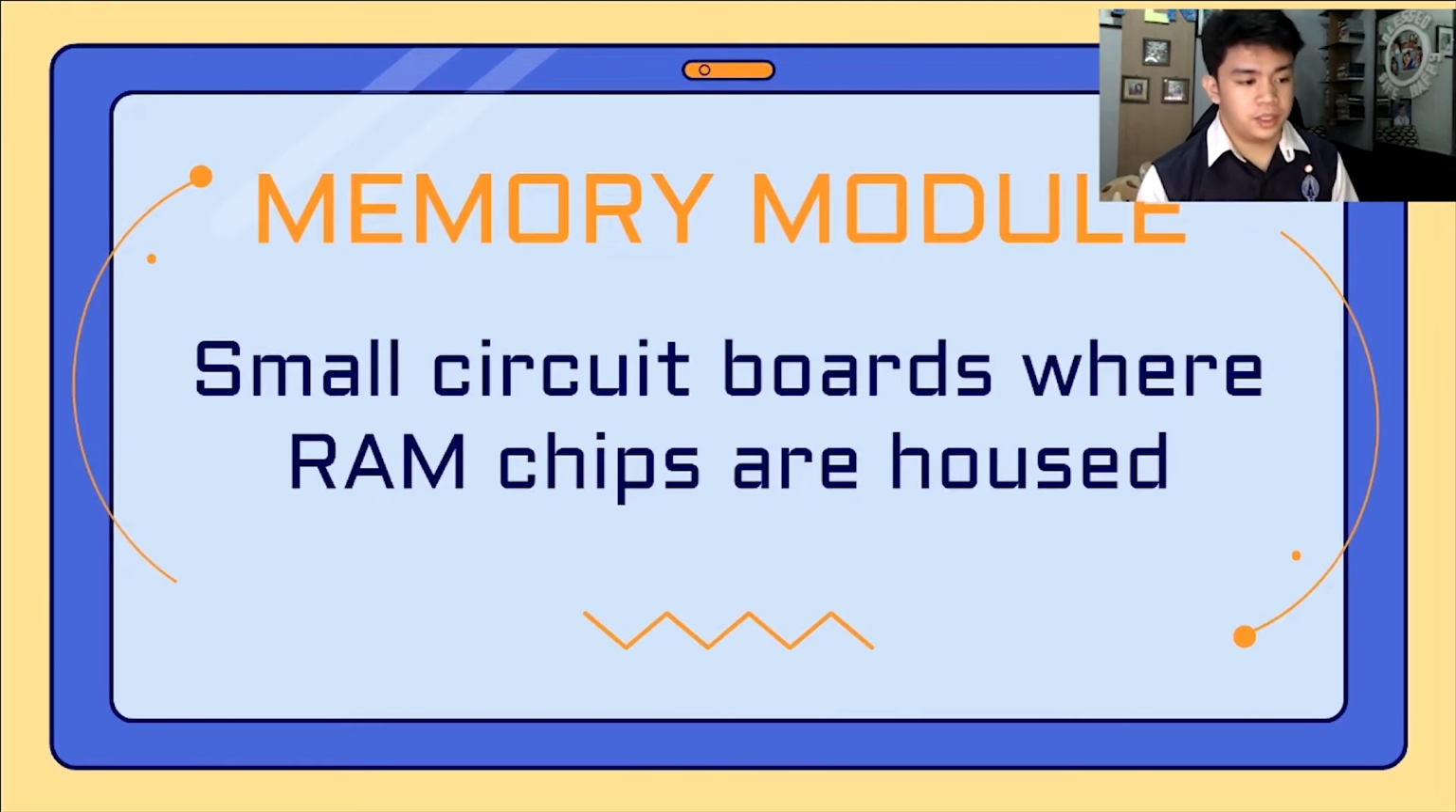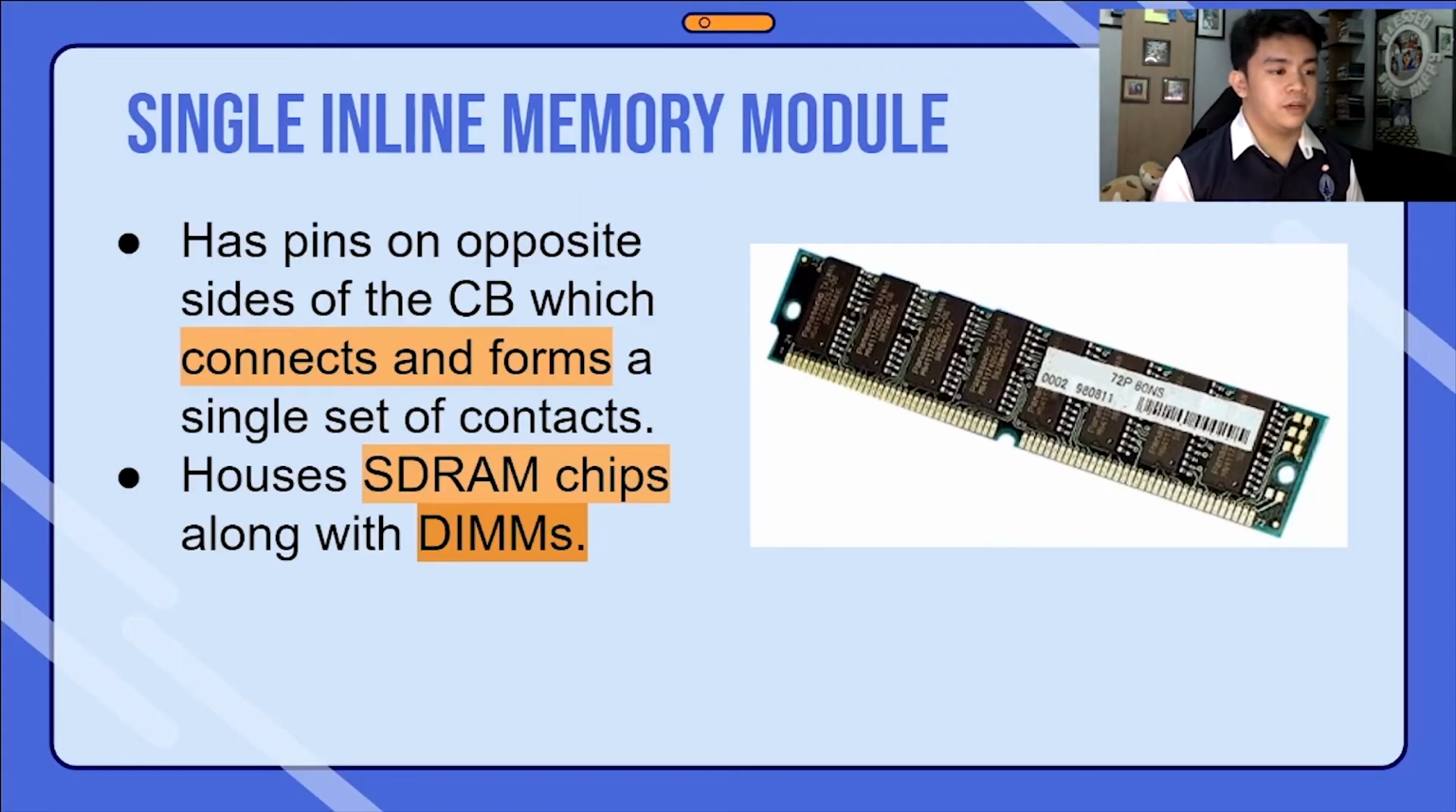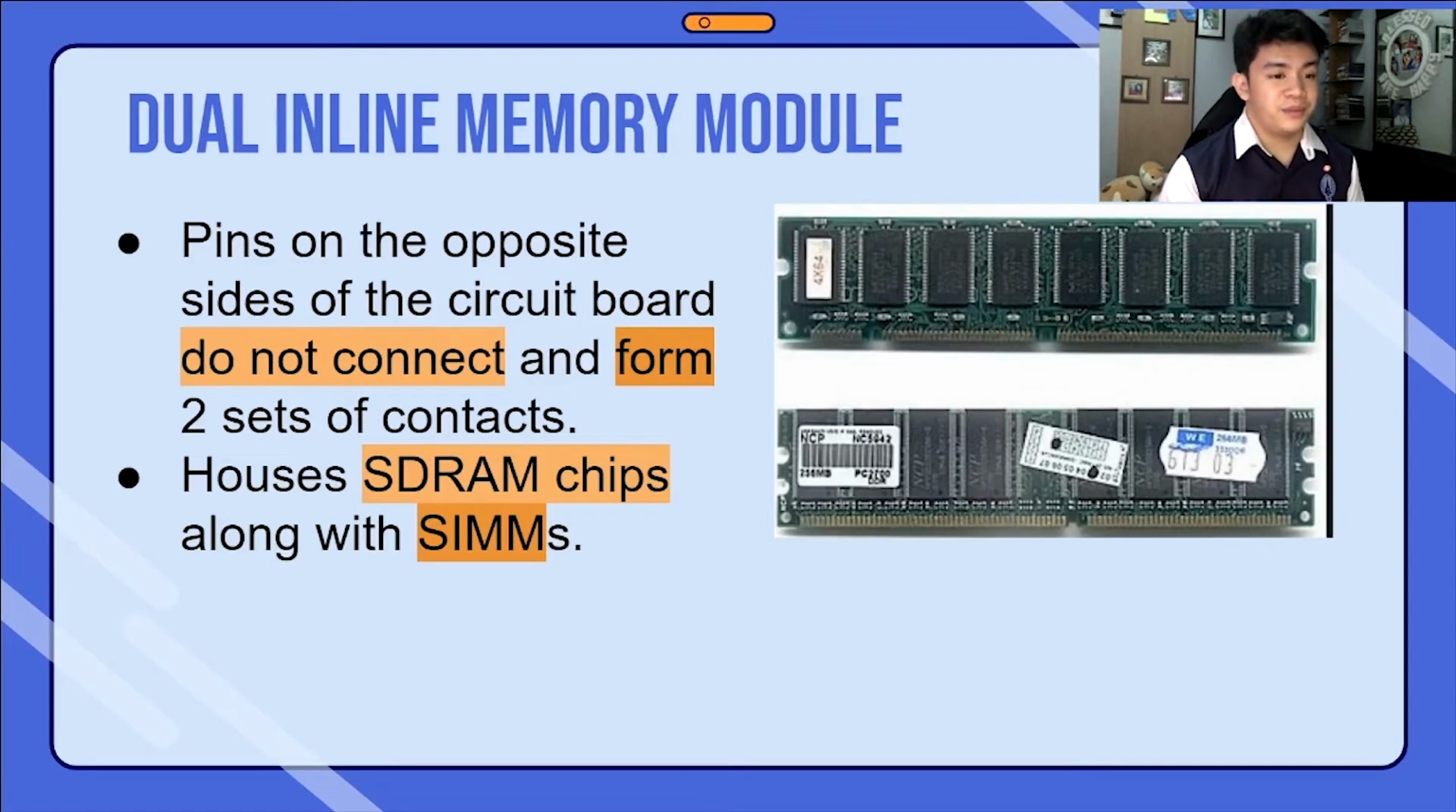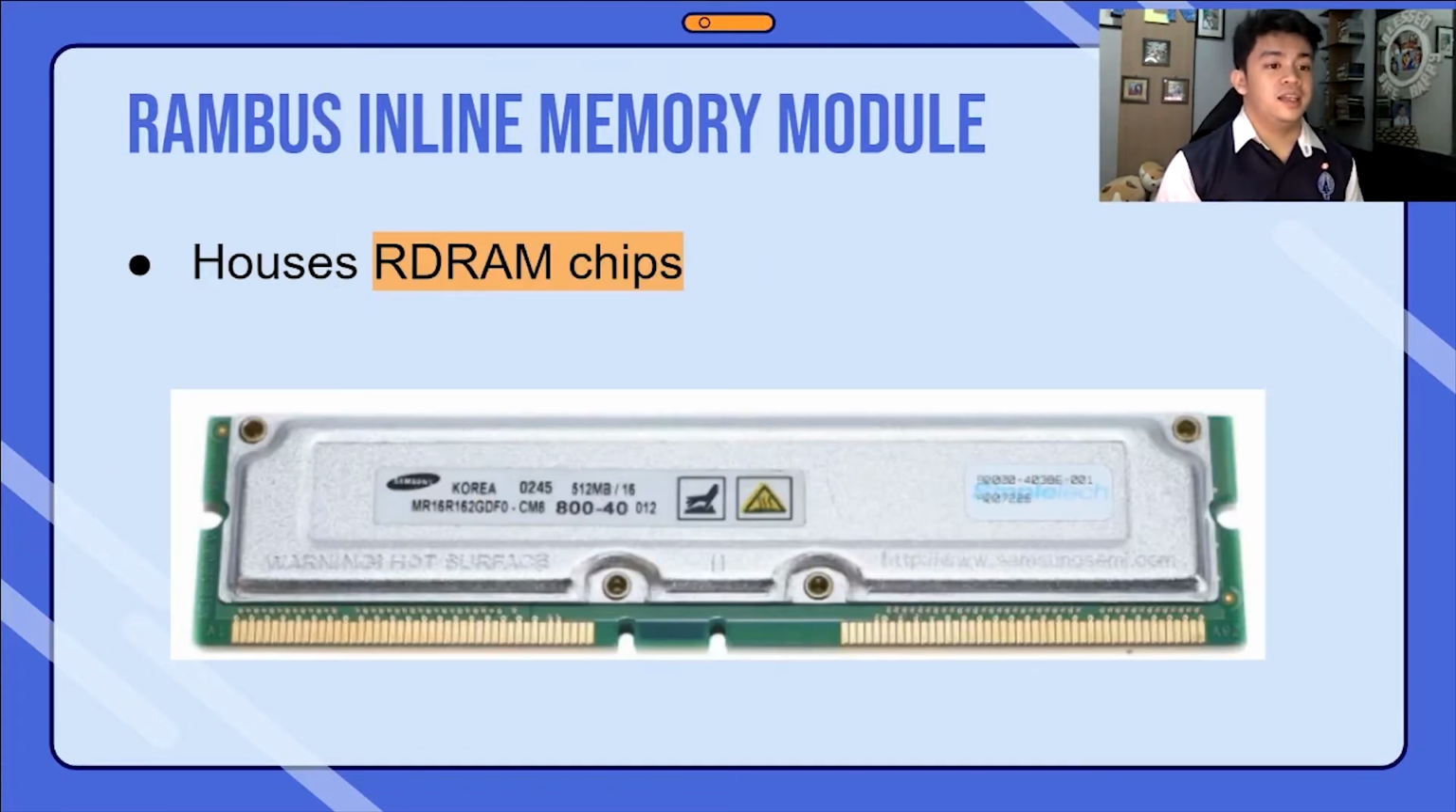The next ay ang memory module. These are small circuit boards where RAM chips are housed. First ay ang single inline memory module. This has pins on opposite sides of the circuit board, which connects and forms a single set of contacts. Then this also houses SDRAM chips along with DIMMs or dual inline memory modules. Next ay ang dual inline memory module. Pins on the opposite sides of the circuit board do not connect and form two sets of contacts. This houses SDRAM chips along with SIMMs or yung single inline memory modules. Next ay yung Rambus inline memory module, which houses RDRAM chips.